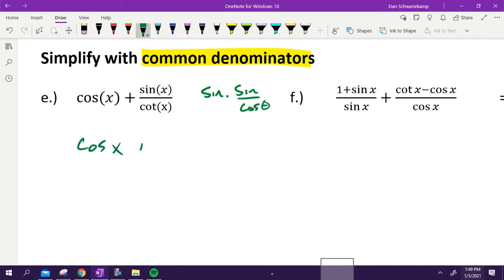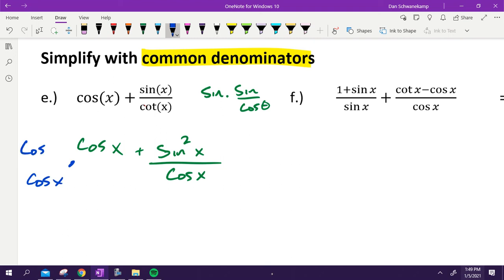So cosine of x plus what we're saying. Oh, this is the same thing as sine squared x all over cosine x. So I did 2 things. First of all, I rewrote them in terms of sine and cosine. Do these things have common denominators right now? I can't add them together because they don't have common denominators. What do I need to multiply this guy by? Cosine. This one's got cosine, so this one's going to be multiplied by cosine on top and bottom.